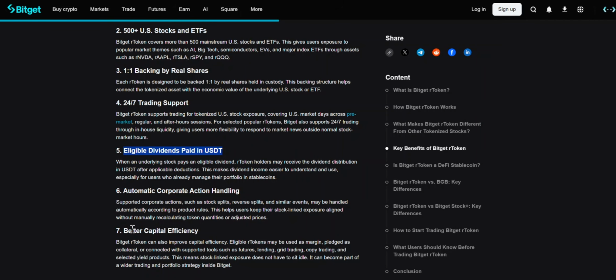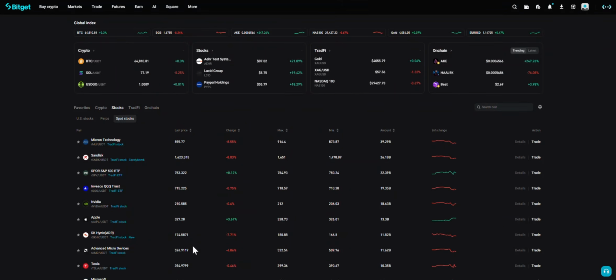And obviously, we talked about the capital efficiency. The Bitget R token can also improve capital efficiencies. Eligible R tokens may be used as margin. This is what I was trying to get at. And pledged as collateral or connected with supported tools such as futures, lending, grid, copy trading, and some selected yield products. So there's over 500 stocks you can actually purchase here.